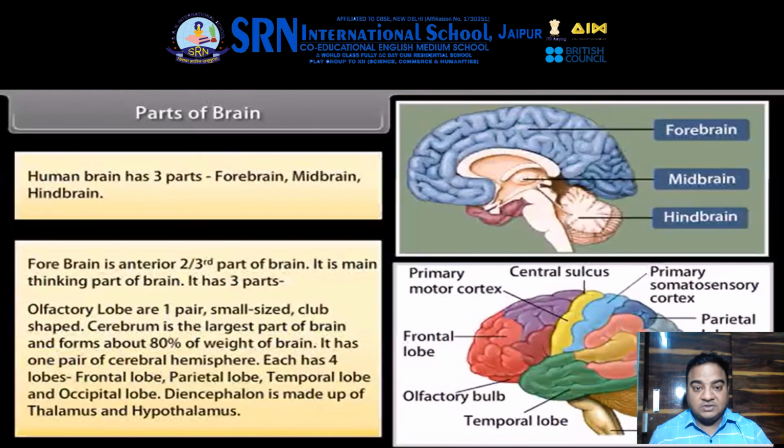What are the different parts of the brain? The different parts of the brain are forebrain, midbrain and the hindbrain, as is evident in the first picture. The forebrain is the anterior two-third part of the brain and it is the main thinking part of the brain. It has three parts: olfactory lobe, which is for smell; cerebrum is the largest part of the brain and forms about 80% weight of the brain. It has two cerebral hemispheres. Each has four lobes, that is frontal lobe, parietal lobe, temporal lobe and occipital lobe. The diencephalon is made up of thalamus and hypothalamus.